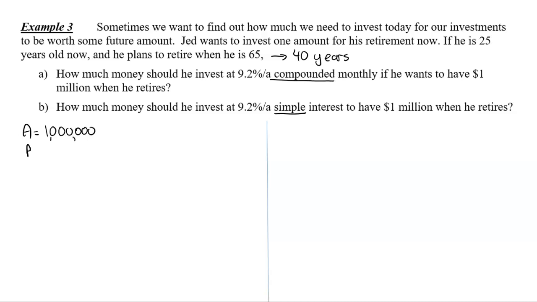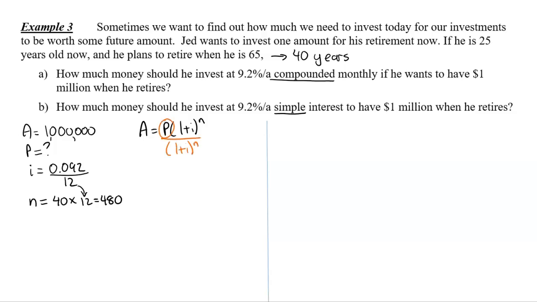As we looked at before over 40 years, we had a situation in example 1 where it just went up by compounding every year. This is compounding monthly, so 12 times per year. So in the case of the compound interest, we have to divide the 0.092 by 12. And likewise, we have to multiply the n value by that same multiple of 12. So there's going to be 480 compounding periods from the time that Jed is 25 until he's 65.